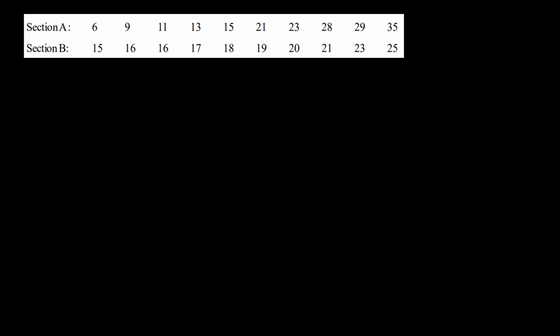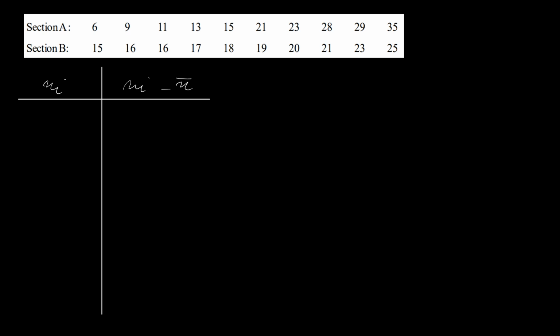Let's calculate the deviation of the scores from their mean. Let's get started with section A, and let's find the sum of deviations from the mean for marks in section A. So let's write down the scores. We have here 6, 9, 11, 13, 15, 21, 23, 28, 29, and finally 35. As we know, the X bar of section A equals 19.